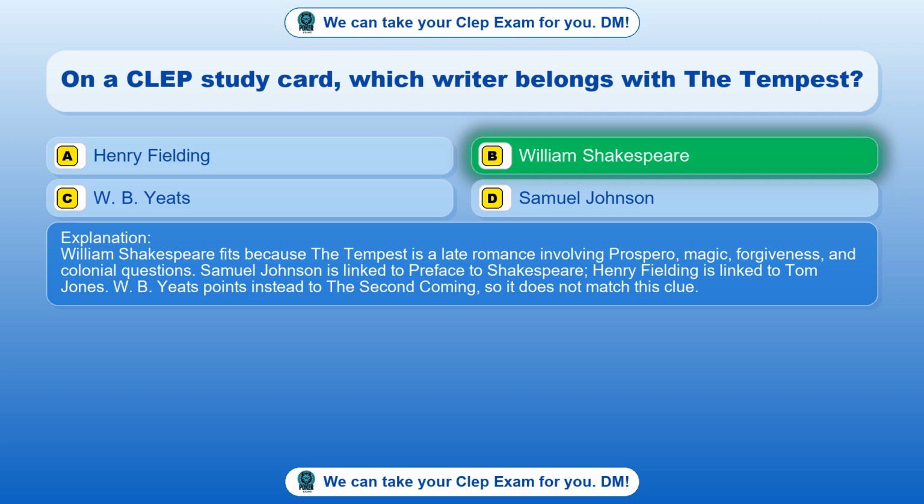Samuel Johnson is linked to Preface to Shakespeare. Henry Fielding is linked to Tom Jones. W.B. Yeats points instead to The Second Coming, so it does not match this clue.